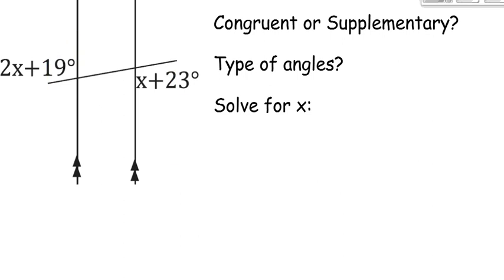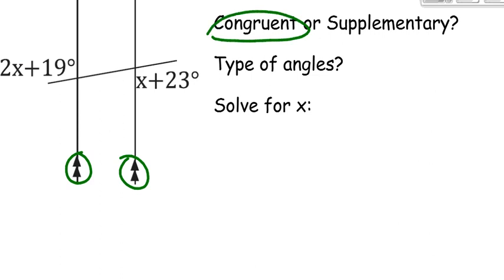All right. Are these angles congruent or supplementary? So it looks to me like they are both obtuse angles. I can also tell from the drawing that the lines are parallel. So since they are both obtuse angles, they have to be congruent to each other.